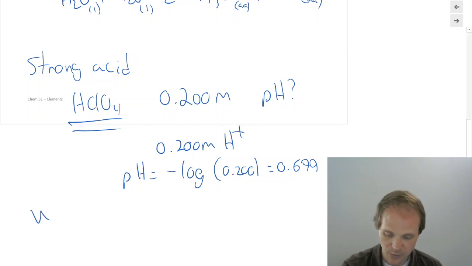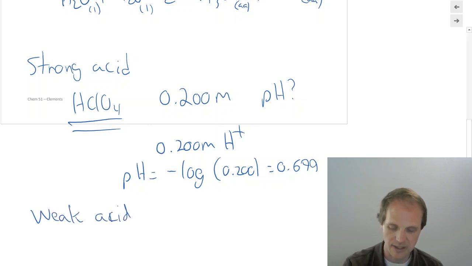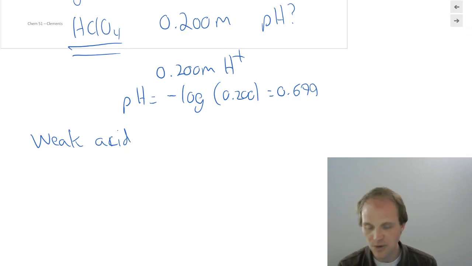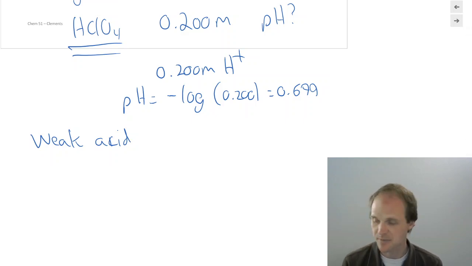But now in the case of a weak acid, it does become a little bit harder, and this is where we have to bring in our knowledge of equilibrium. So let's go ahead and do HF, just because we already looked at its equilibrium constant.